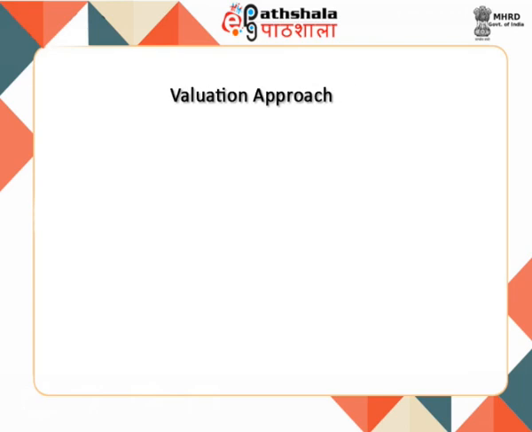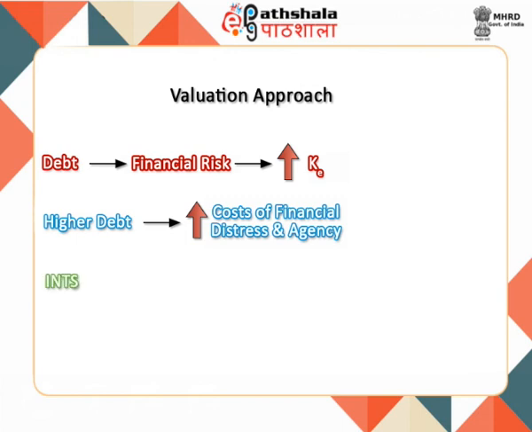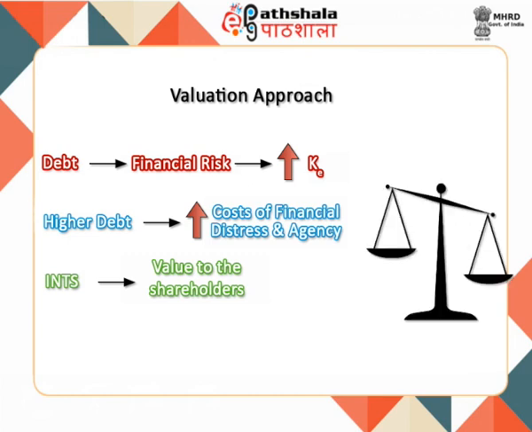As we know, debt causes financial risk, which increases the cost of equity. Higher debt increases the cost of financial distress and agency costs. The interest tax shield component adds value to the shareholders. Thus, there is a trade-off between the tax benefit and the cost of financial distress and agency problems. The firm should use debt up to the point where the marginal benefits and the cost are equal.